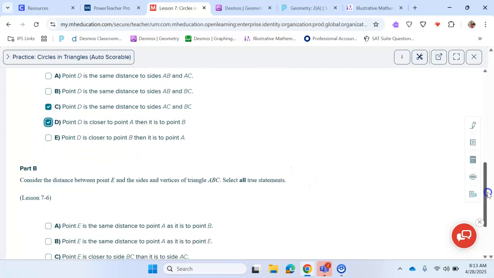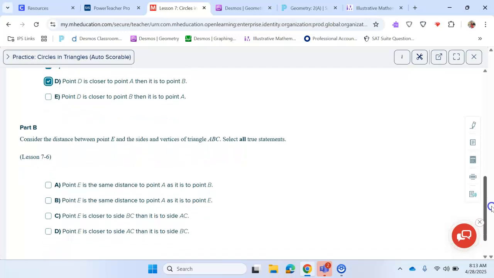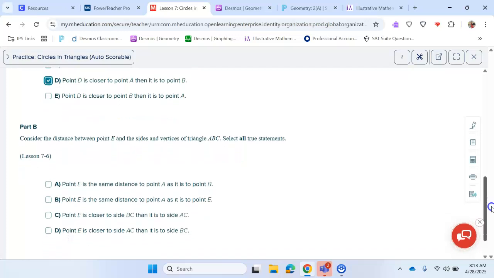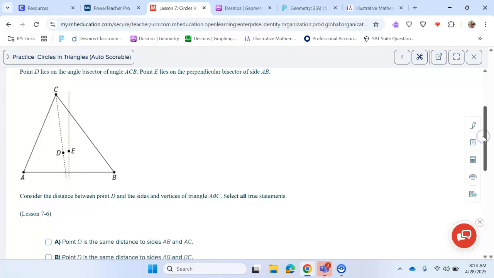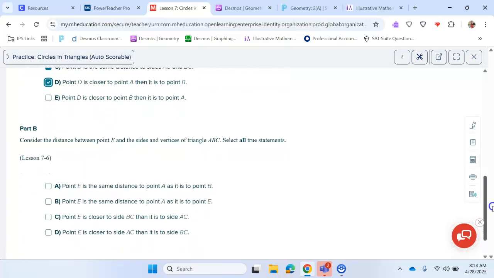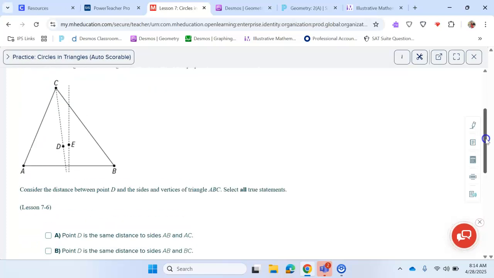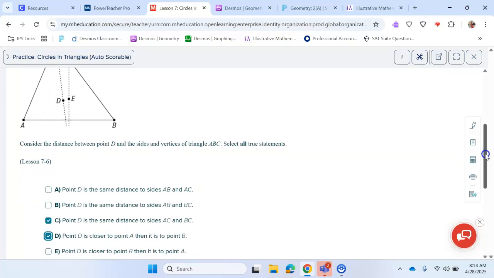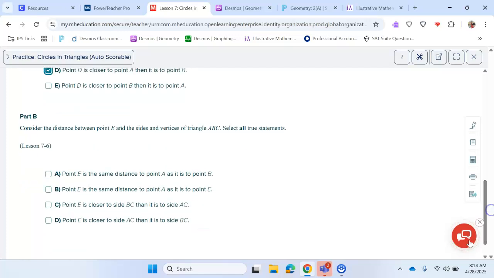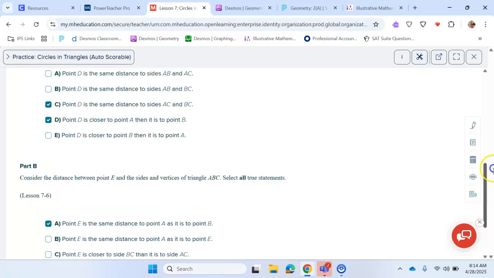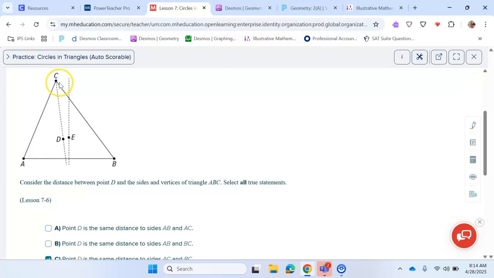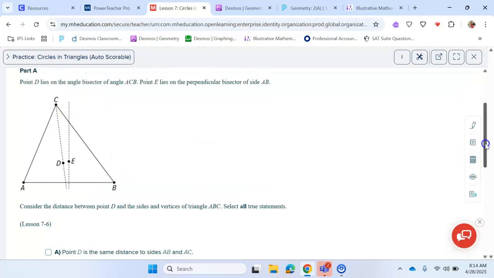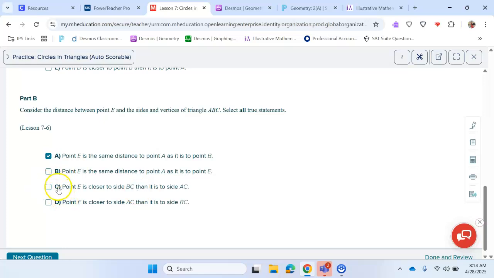Consider the distance between point E and the sides and vertices of triangle ABC. Select all true statements. All right, point E, what are they asking first? Point E is the same distance from what points? Point E is the same distance from A and B. Point E is closer to what? Point E is closer to side BC than it is to side AC.